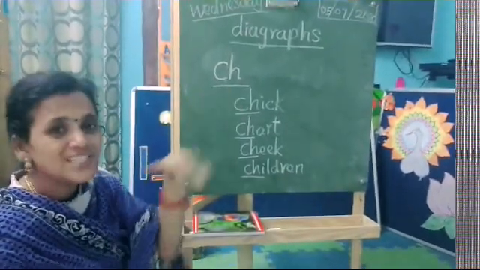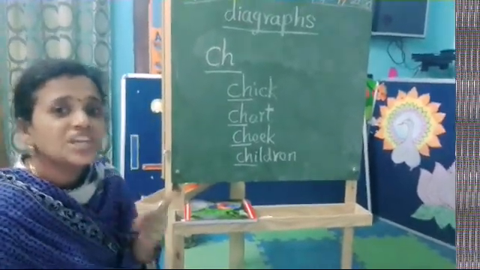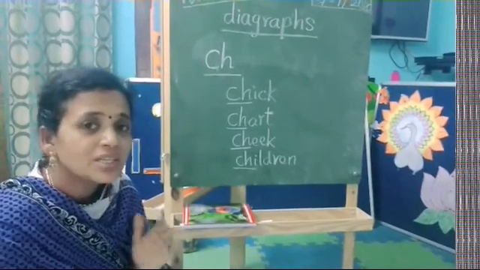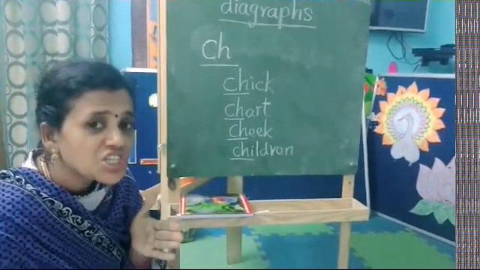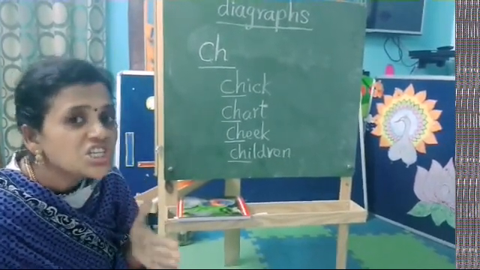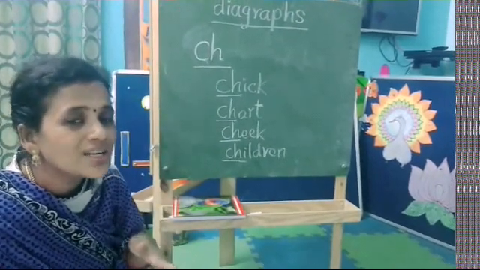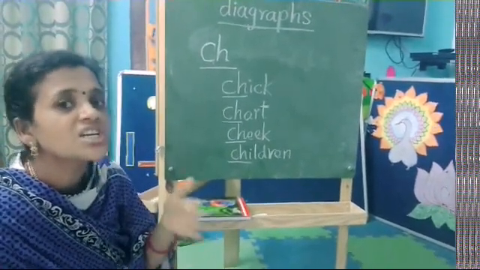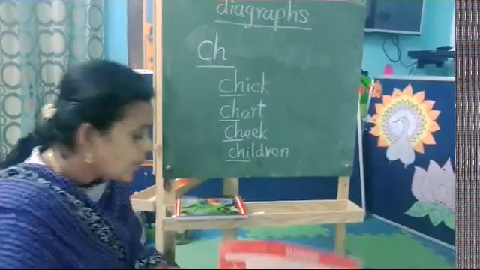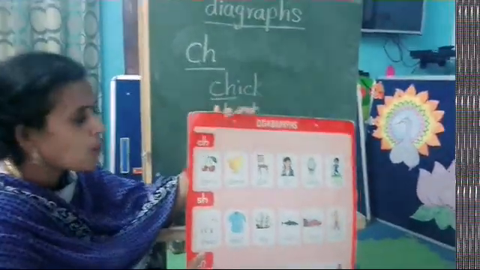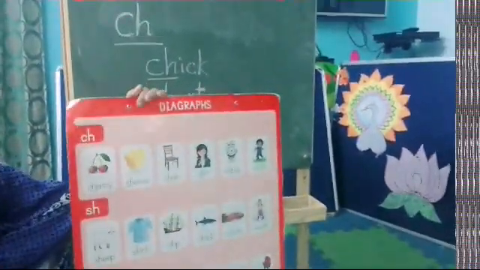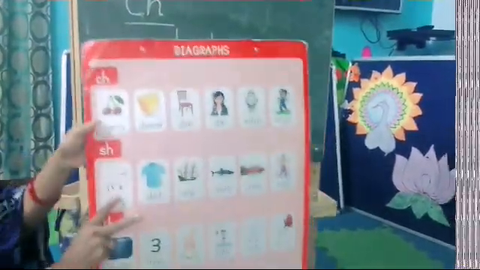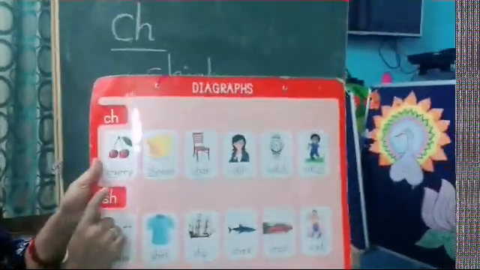So CH makes what sound? CH makes what sound, baby? Everybody repeat. Ch, ch, ch, ch, ch, ch. CH makes what sound? Ch, ch, ch, ch. Come on, let's see what objects start with CH words. See here, CH digraphs.